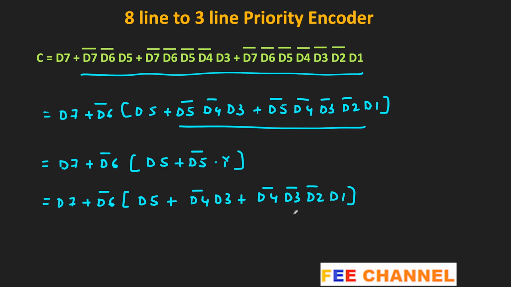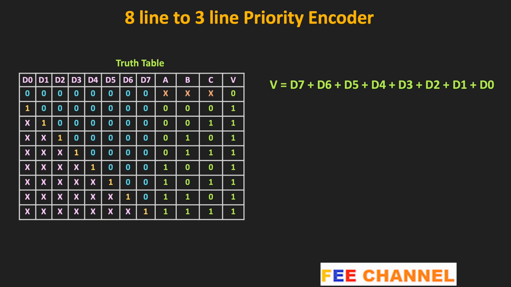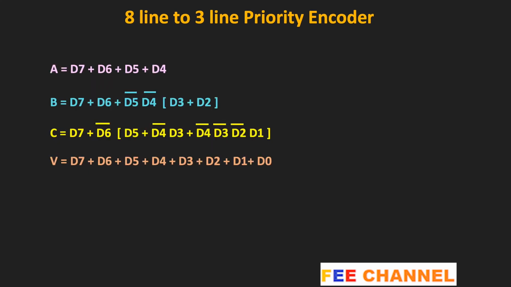So here, let me just make this D3 input as 1. So as you can see, as soon as I made this D3 input as 1, this output V also becomes 1. And in that case, if you see this output A, B and C, then they are 0, 1, 1, which corresponds to the input D3. Now at the same time, suppose this D5 input is also high, then we will get the output corresponding to D5, because here this D5 has the higher priority. So as you can see in this case, this corresponding output is equal to 1, 0, 1.